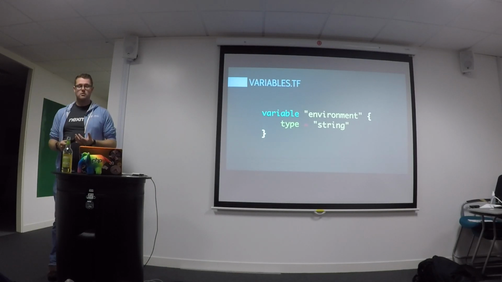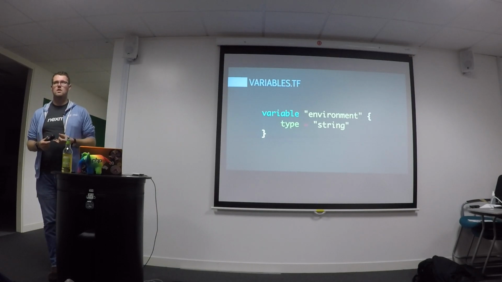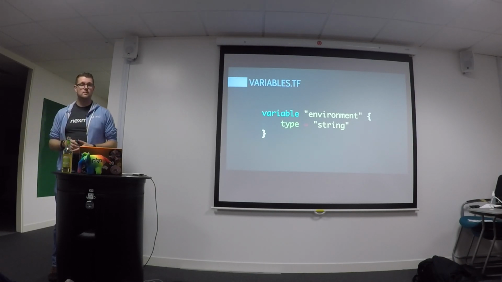And this defines a variable, gives it a type. There are only 3 types for variables. There's strings, maps, and lists. There are no booleans, no integers. Those are just strings. You can use the word true and the word false, but internally they get converted to 1 and 0.